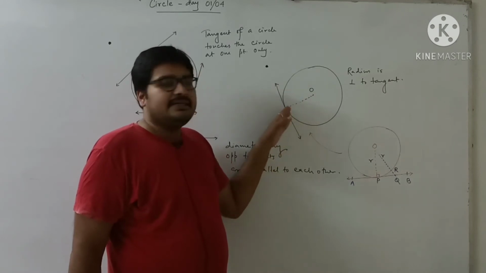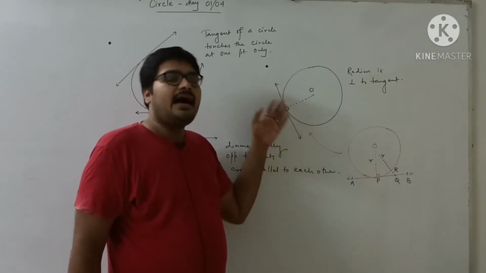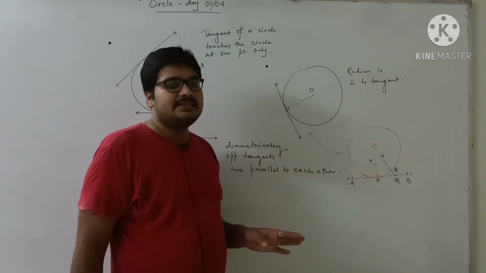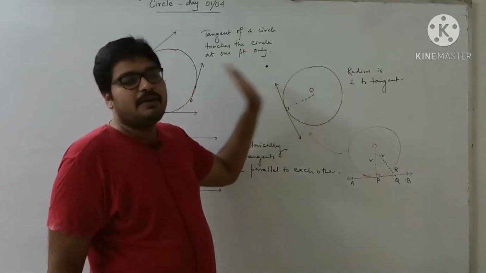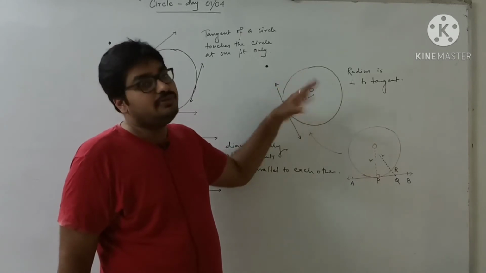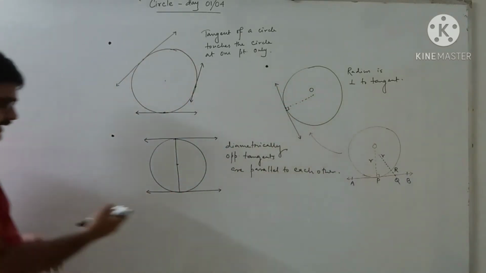Other than this radius, whatever other lines you draw from the center to the tangent are bigger than the radius, and that's why these are not the shortest distance and cannot be perpendicular. So only the radius is perpendicular to the tangent. This is the most usable property which we will use in our sums. Now let's go for another one.